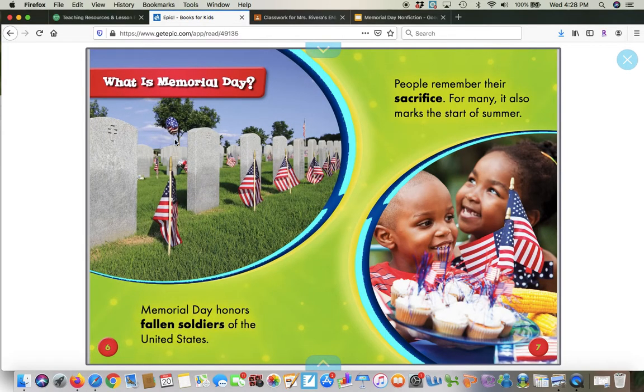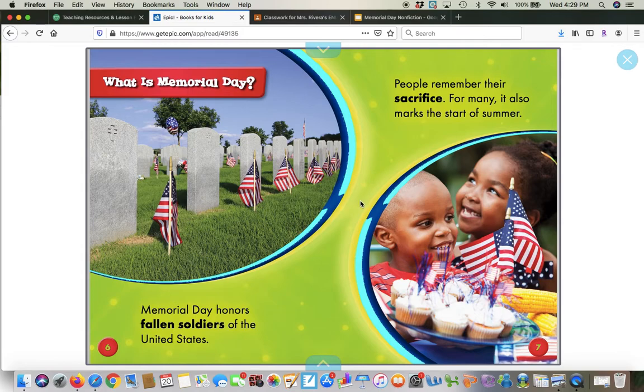Oops, there we go. What is Memorial Day? Memorial Day honors the fallen soldiers of the United States. So like I said, those are the people who passed away, who we remember and we honor. And you see how they put all the flags for all of those people? People remember their sacrifice. For many, it also marks the start of summer. So people remember how much they gave up and what they did for us. And they're very thankful and they show that they're thankful.